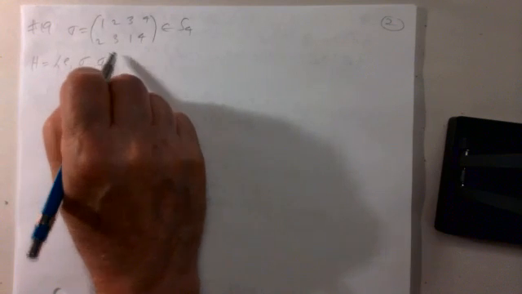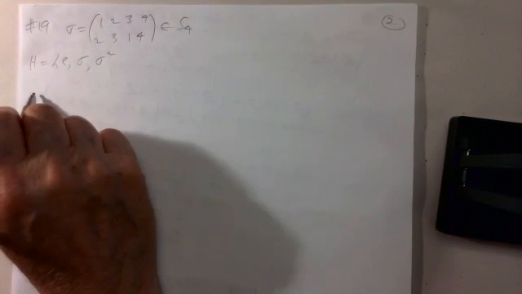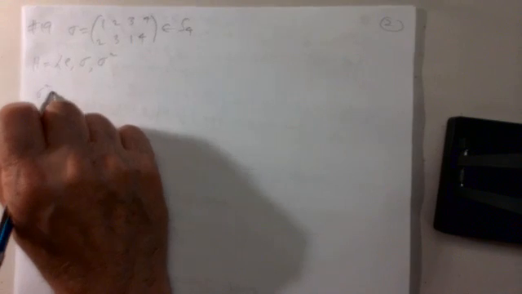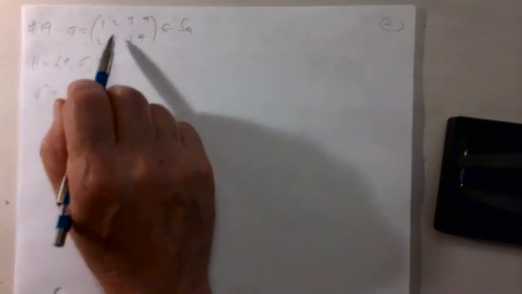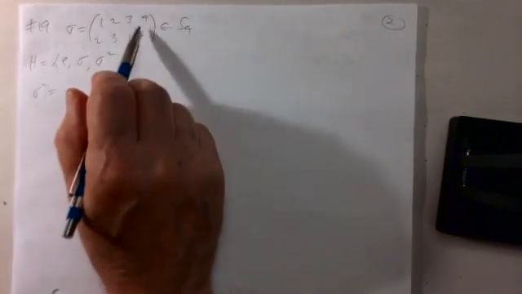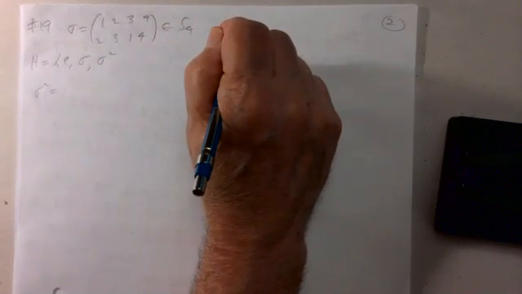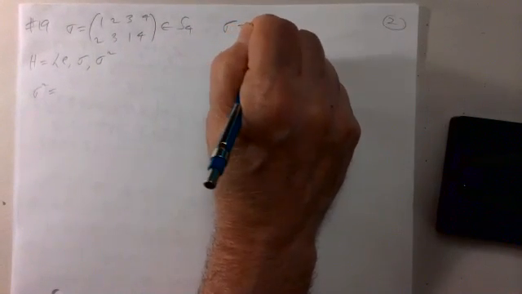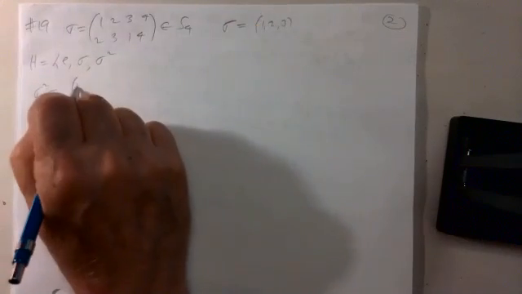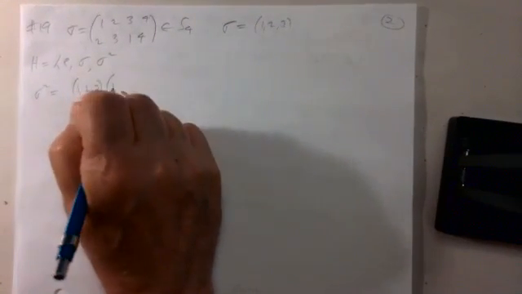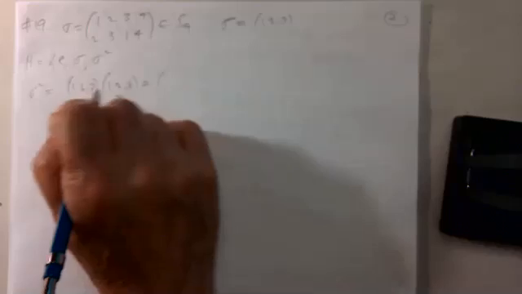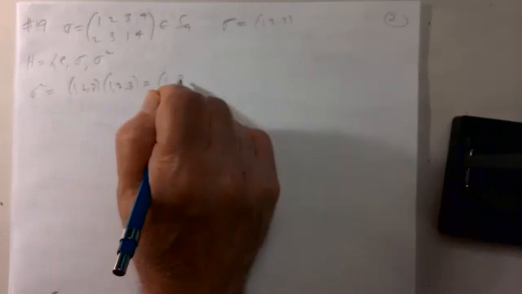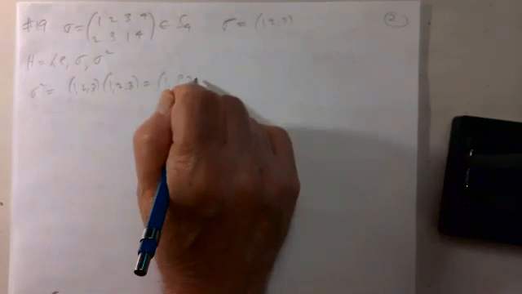What is sigma squared? Let's compose them. Sigma squared: I can write this more simply, because 1 goes to 2, 2 goes to 3, 3 goes to 1, and 4 goes to 4. So I can also write sigma as a 3-cycle, (1 2 3). Composing (1 2 3)(1 2 3) sends 1 to 3, 3 to 2, 2 back to 1. That's what sigma squared is.